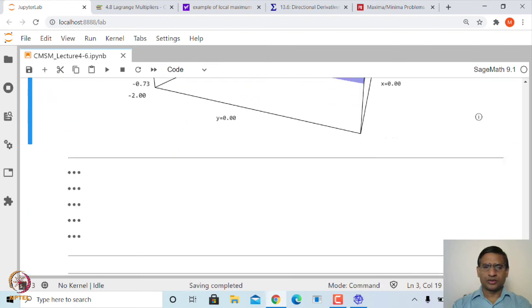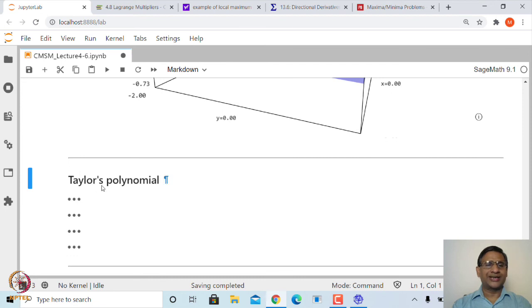So next let us look at how we can define Taylor's polynomial, right.